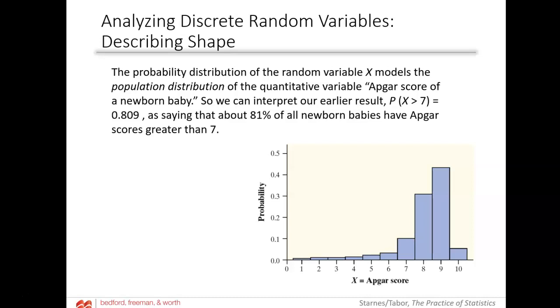But where it says probability of x being greater than 7 equals 0.809, what that's saying is, greater than 7 doesn't mean we count 7, but we would count all the probabilities that they would score an 8 or a 9 or a 10, and we'd add them up. Now in the book, I think there's a table where we would add up those three results, and it comes out to 0.809. So that means 81% of all newborn babies have APGAR scores greater than 7.